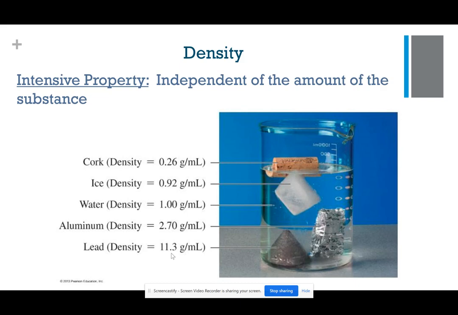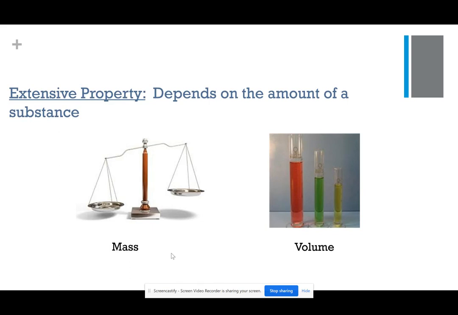So it's just one of those variables that it doesn't matter how much you have, the value is always going to be the same for that particular substance. This is as opposed to an extensive property, which depends on the amount you have. So things like mass and volume depend on amount. So if I have a little teeny tiny hunk of lead, it's going to have a little teeny tiny mass. And if I have a hunk of lead that's the size of a table, well, that mass is going to be a lot bigger. So an extensive property depends on how much you have.